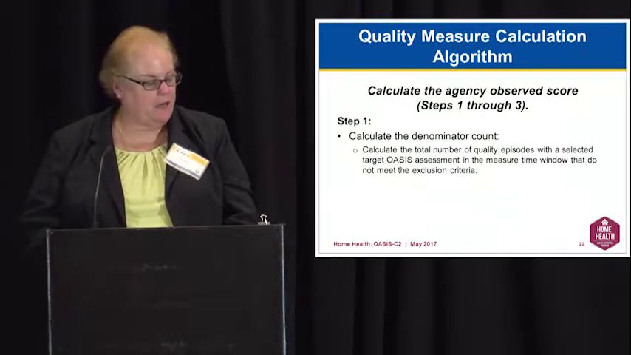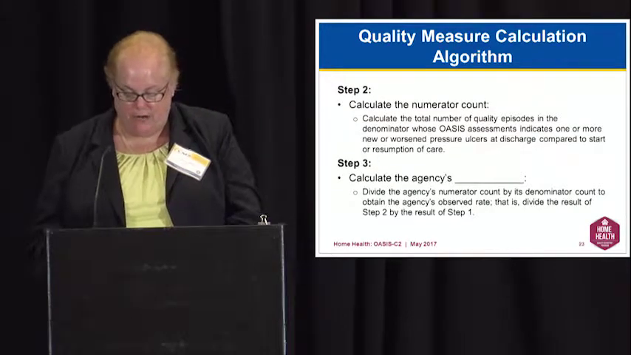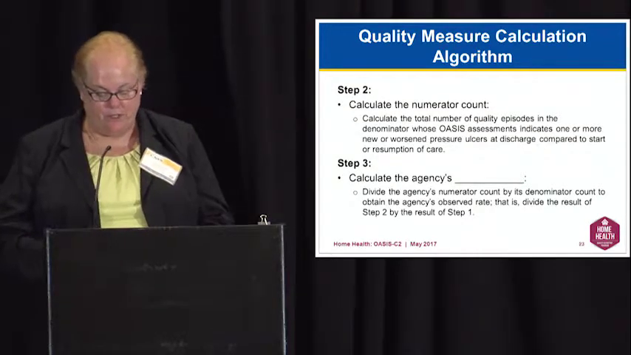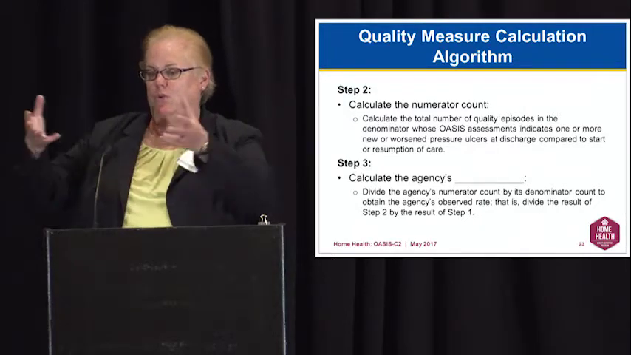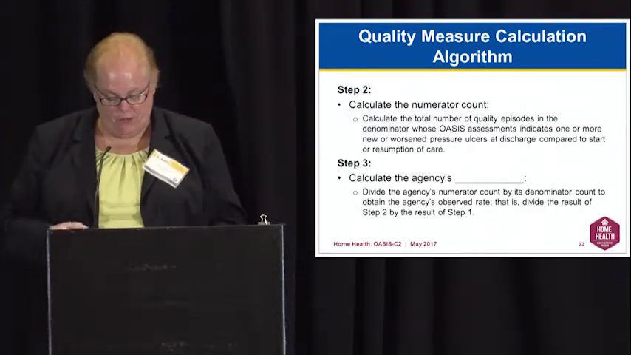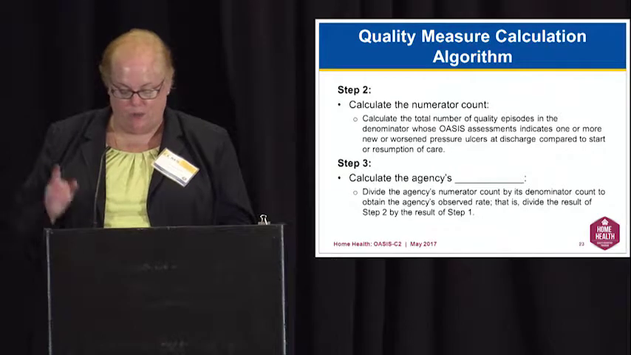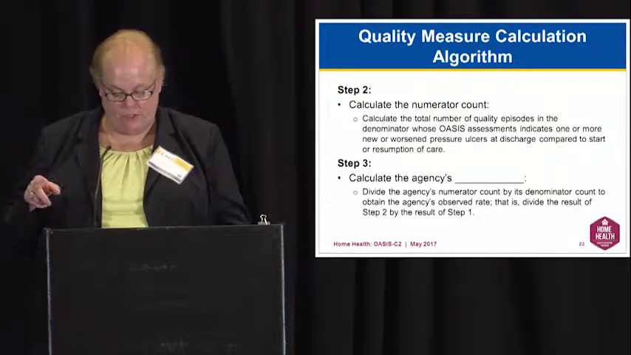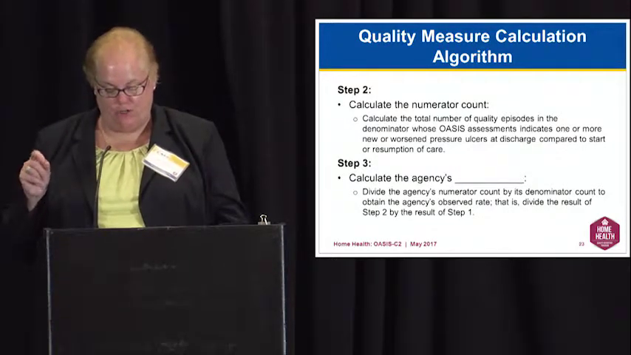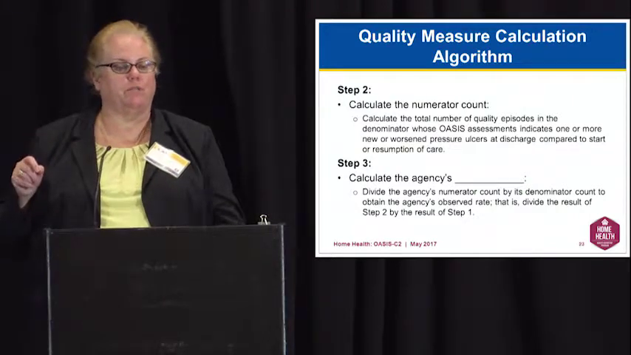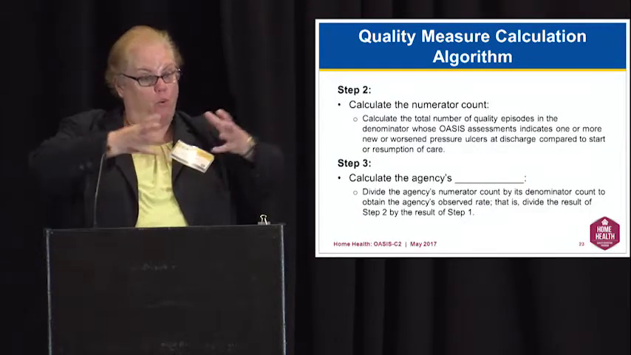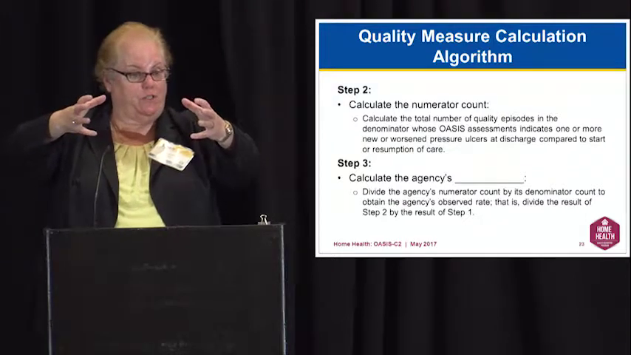And then step two is calculate the total number of episodes in the denominator. So now we have the total sample, that's my denominator, whose OASIS assessment indicates one or more new or worsened pressure ulcers at discharge as compared to the start of care or resumption of care. So now I had my total population here that could fit into it.